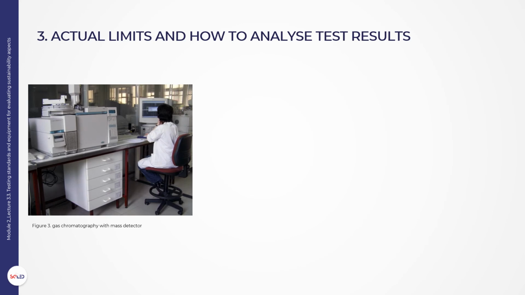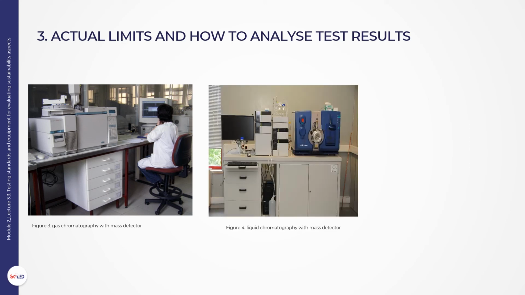Gas chromatography with mass detector, GC-MS, for azocolorants, phthalates, DMF and organotin compounds determination, Figure 3. Gas chromatography with electron capture detector, GC-ECD, for penta, tri and tetrachlorophenols and chlorinated paraffins determination. Liquid chromatography with mass detector, LC-MS, for alkylphenol ethoxylates determination, Figure 4. Liquid chromatography with diode-array detector, HPLC-DAD, for allergenic dyes, Figure 5.